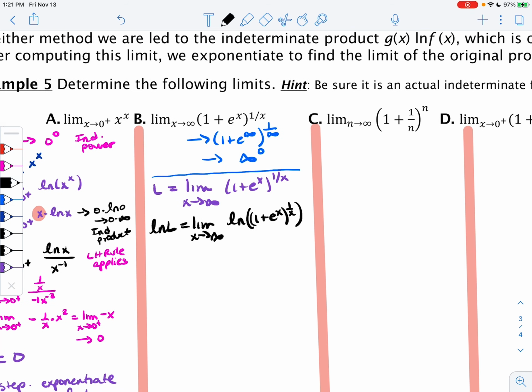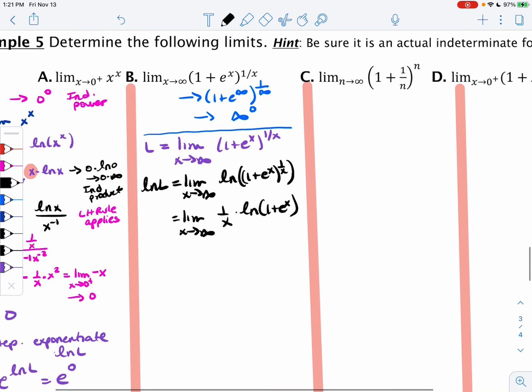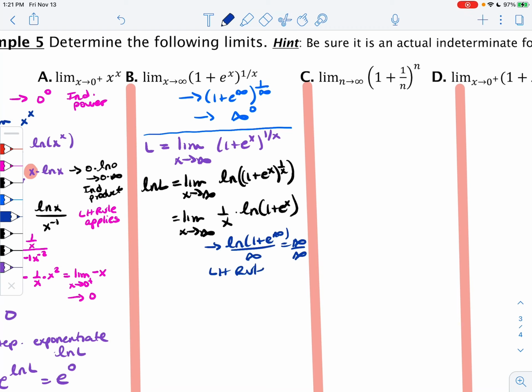And now I'm going to use my log properties again. And my log properties allow me to take that 1 over x outside, and I have ln of 1 plus e to the x over x. And taking my limit as x goes to infinity, I see that this is going to ln of 1 plus e to the infinity over infinity, and that is infinity over infinity, so L'Hopital's rule applies.